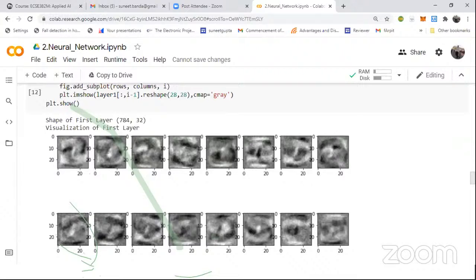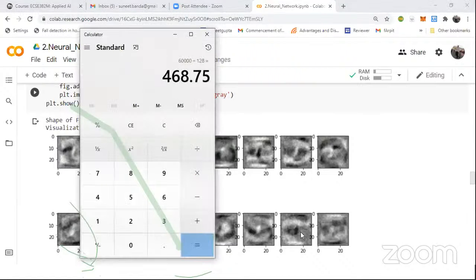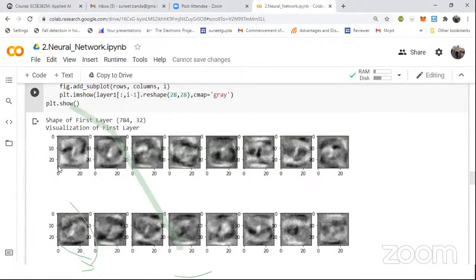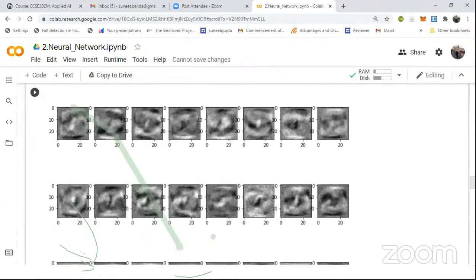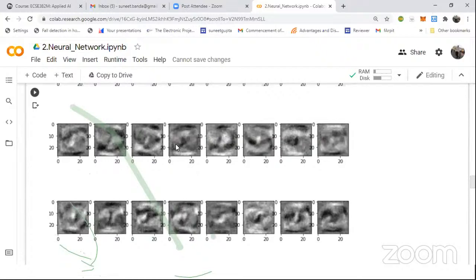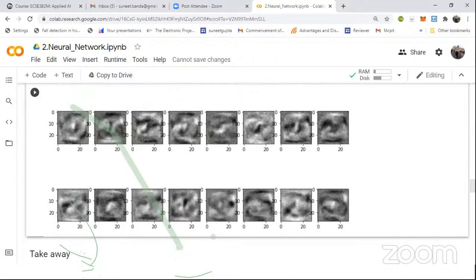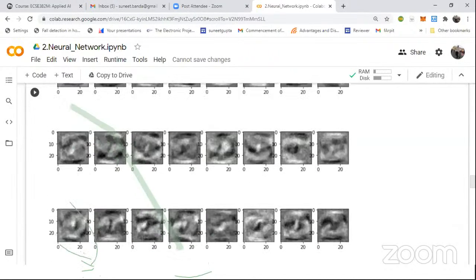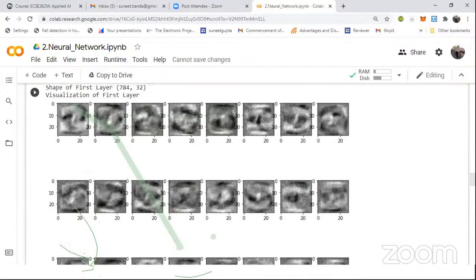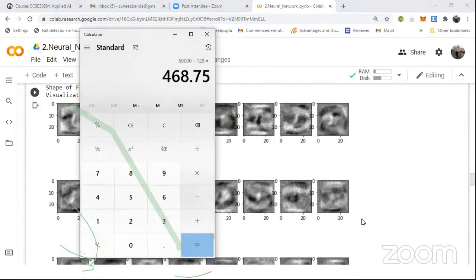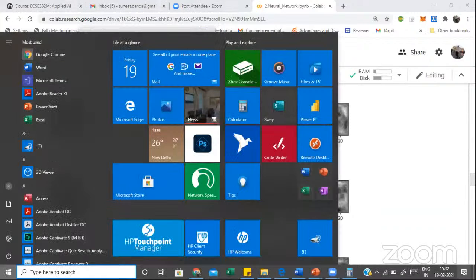Now anyone can ask how you have created these images. So the very fundamental, very simple concept is there. I'll show you in this slide. So basically, this is the visualization of the first layer. And if you see how many images are there: 1, 2, 3, 4, 5, 6, 7, 8, and 8 next, plus 8, plus 8, plus 8. So total 32 images are there. And this is the weight visualization of the first layer.